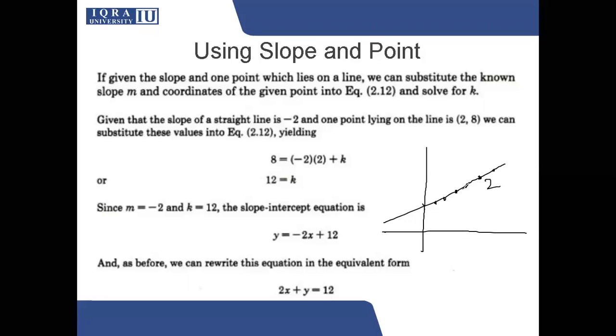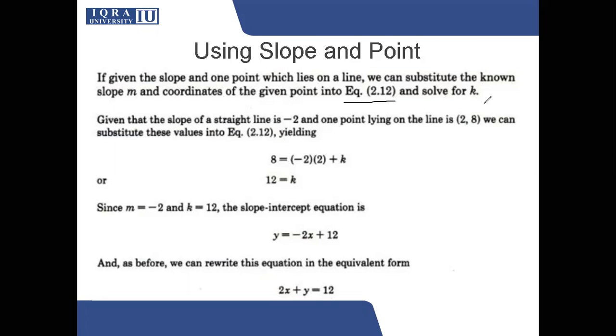So if we're given one point on the line and one slope, how can we use it to find the equation of the straight line? This example will demonstrate this method. If given the slope and one point which lies on the line, we can substitute the known slope m and the coordinates of the given point into the general equation, y equals mx plus k, and solve for k. So I'll write it as y equals mx plus k, because this method uses k and not c.